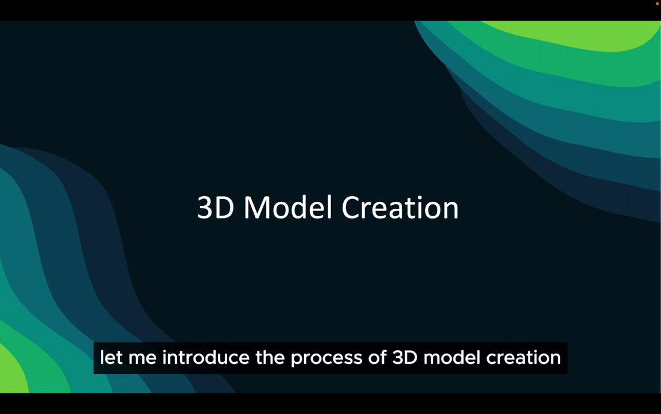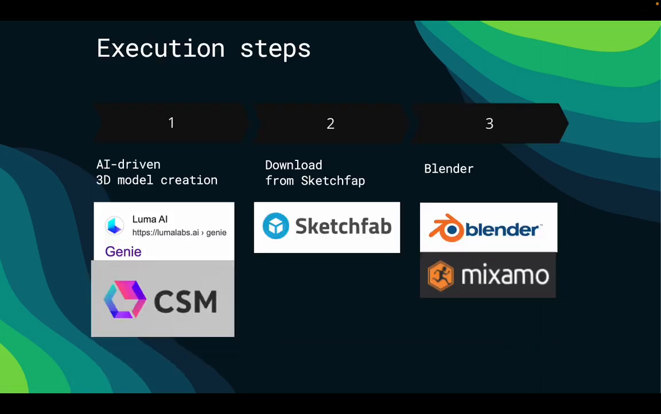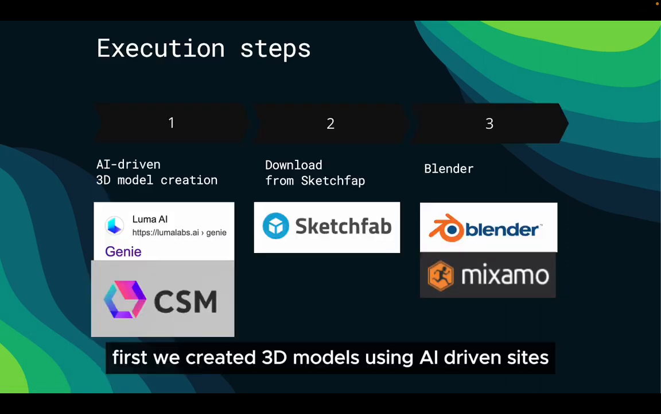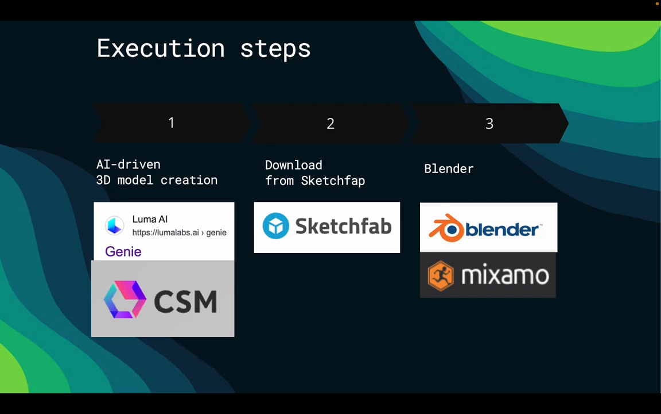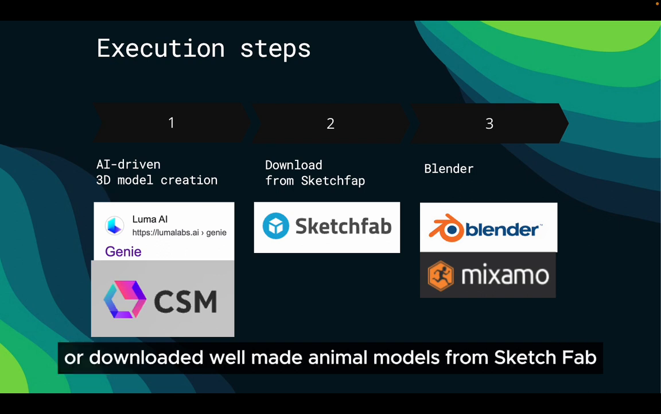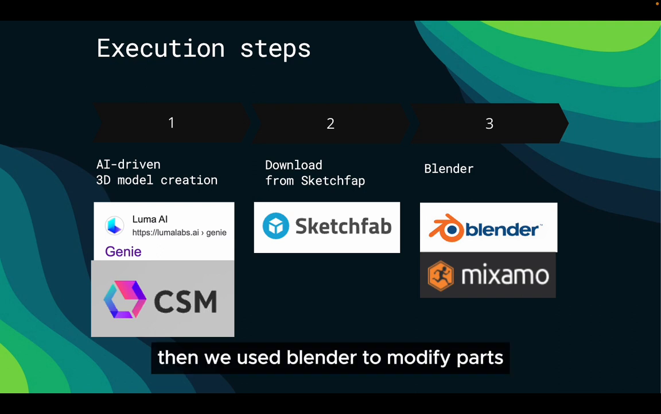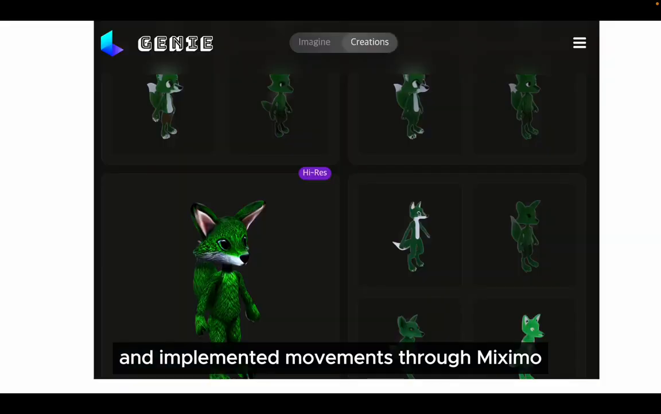Let me introduce the process of 3D model creation. First, we created 3D models using AI-driven sites or downloaded well-made animal models from Sketchfab. Then we used Blender to modify parts such as arm positions and textures, and implemented movements through Mixamo.